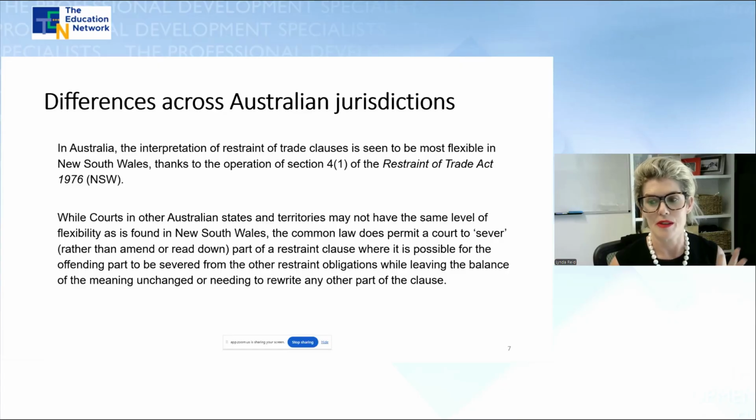So in New South Wales, they can make adjustments to do that, but in other states, the court is able to use its powers as contemplated under the common law to sever a part of a restraint clause that is offensive, where it's possible for that offending part, and only that offending part, to be literally taken out. It's referred to as the blue pencil test. If I draw a line through the part that I don't like, will the rest, or the balance of that clause, operate unchanged? Will its meaning be unchanged? Or do I need to rewrite any part of the clause, in which case the whole thing falls apart?